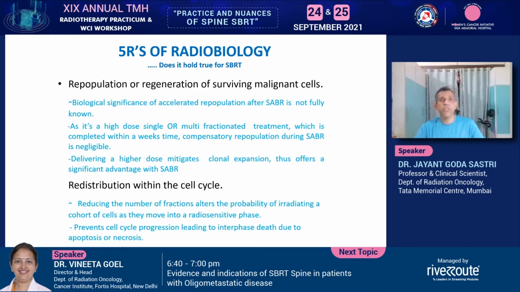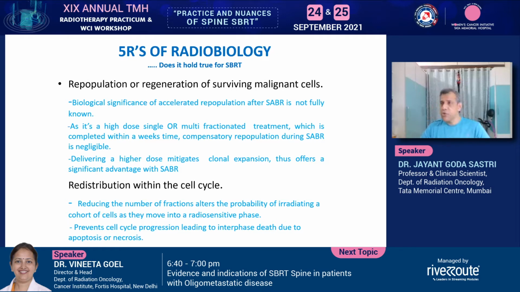What about repopulation or regeneration of the surviving clonogenic tumor cells? The biologic significance of accelerated repopulation after SABR is not fully understood. We all know that following conventional fractionation radiation, there is accelerated repopulation after the second or third week of radiation therapy. However, for high dose single or multifractionated treatment, which is completed within a week's time, compensatory repopulation during the treatment when we are giving high radiation doses in the SABR range is negligible. Hence, delivering a high dose of radiation may mitigate clonal expansion of the tumor cells, thereby offering a significant advantage to SABR.